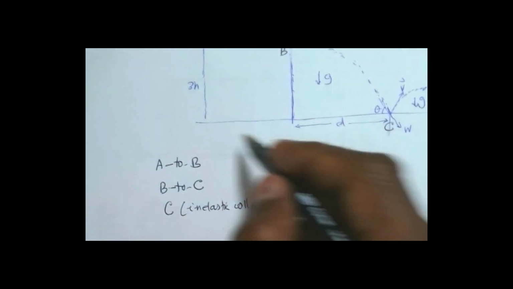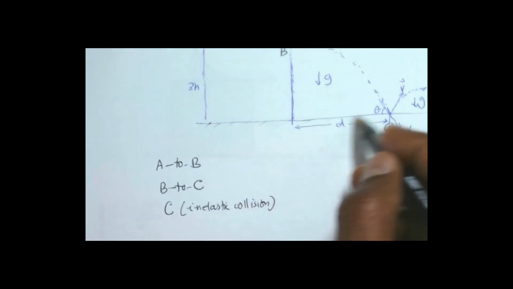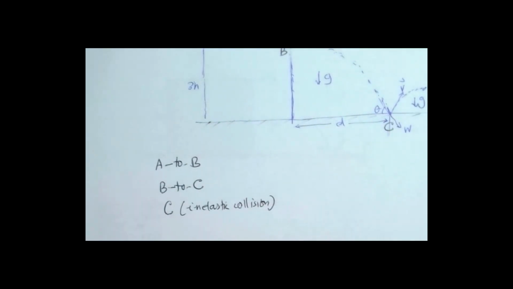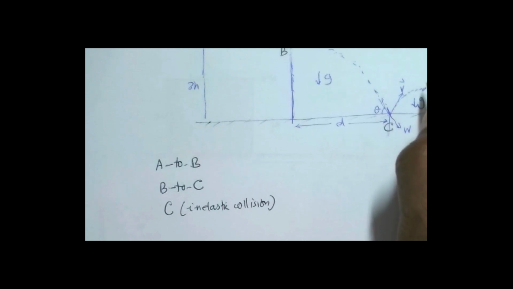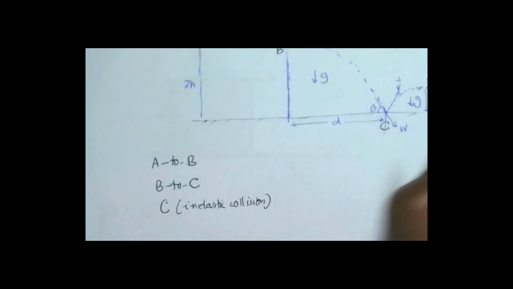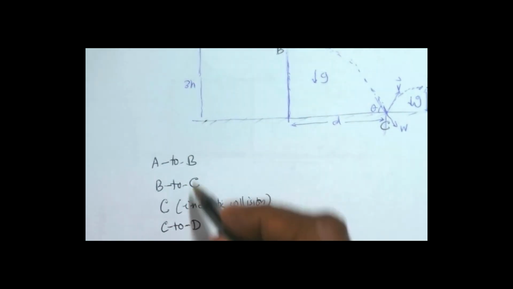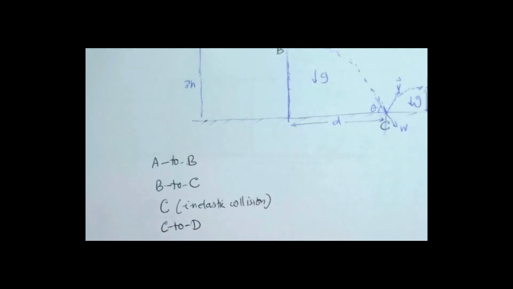With the floor, that's the floor, which is of infinite mass, so we'll say velocity doesn't change, two-body collision. And then you have C to D, this point we can just call D. So there are like four separate events or motions that you have to analyze.